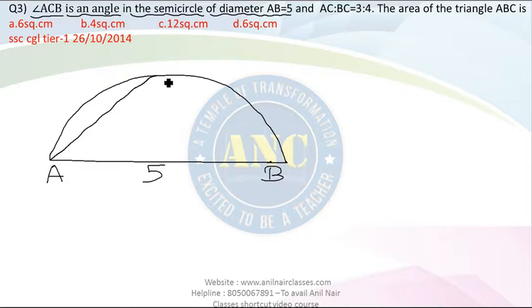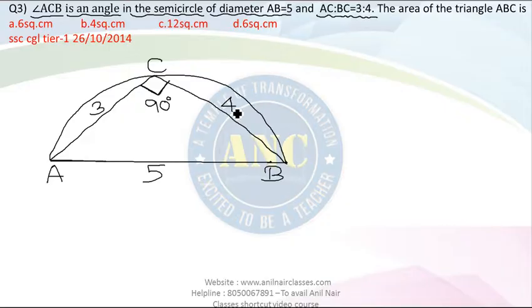That means this is what they are trying to say. Angle ACB, this point is C it seems. Angle ACB is an angle in a semicircle. But we know the property that an angle in a semicircle is always 90 degrees. Angle in a semicircle is always a right angle. That means angle C is 90 degrees. Opposite to 90 degrees will always be the hypotenuse. That means the hypotenuse is 5 and it is also given in the question that AC is to BC is 3 is to 4. AC is 3, BC is 4.